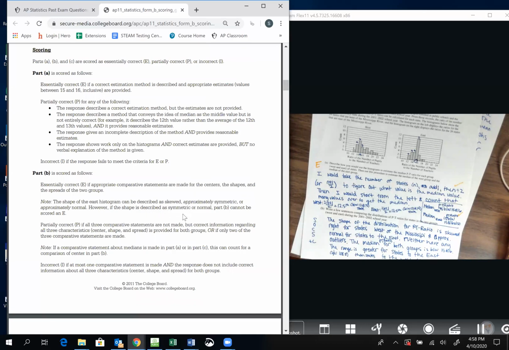However, if the shape is described as symmetric or normal, part B cannot be scored as an E. Ooh, sneaky. Did I say the word approximate? Yep, approximately normal. So it's not really a perfect bell curve. It is a little bit skewed. So they're allowing, that was for the east, right? Yep. So they required you to have the word approximately normal or approximately symmetrical to get essentially correct.